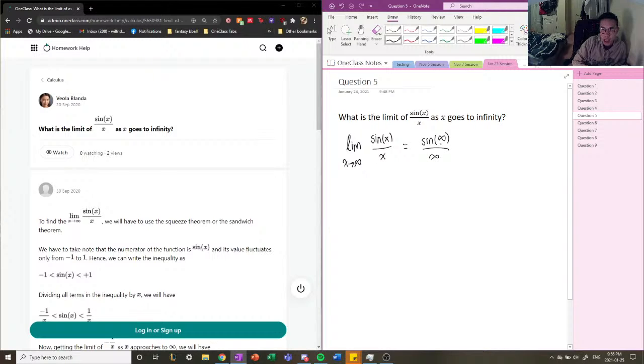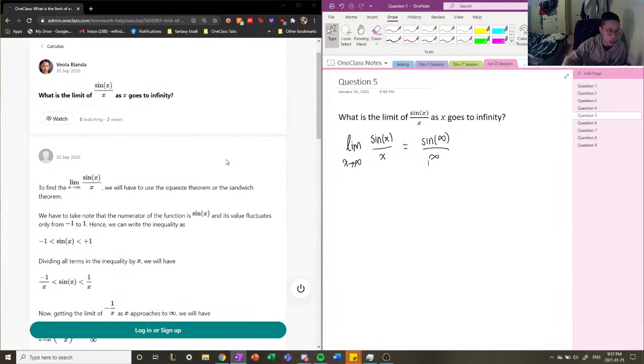Now the reason we can't calculate this limit is that the sine function is periodic, which means it cycles between values. Because of that, we're not able to ascertain what the limit of sine of infinity is, and so we can't evaluate the limit of this function. Instead, we need a different method of calculating this limit, and the method we're going to use is the squeeze theorem.